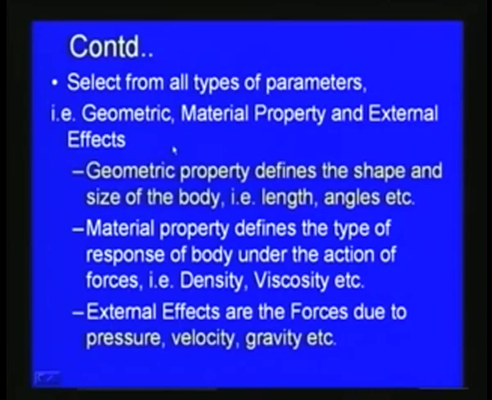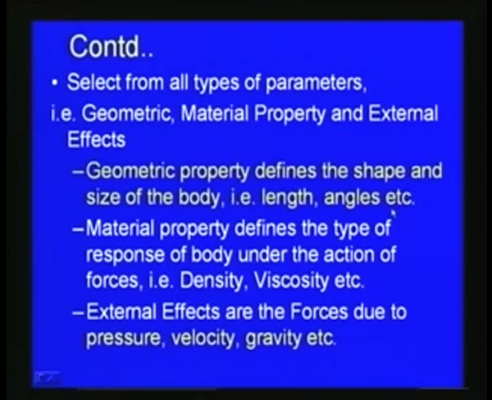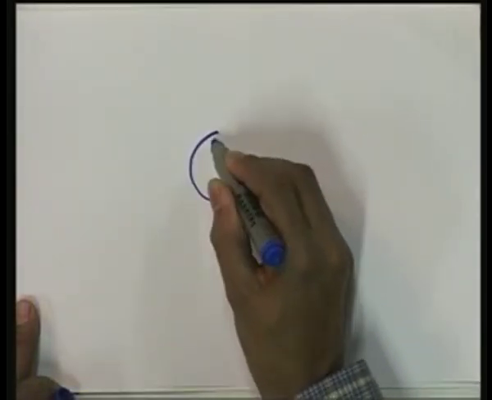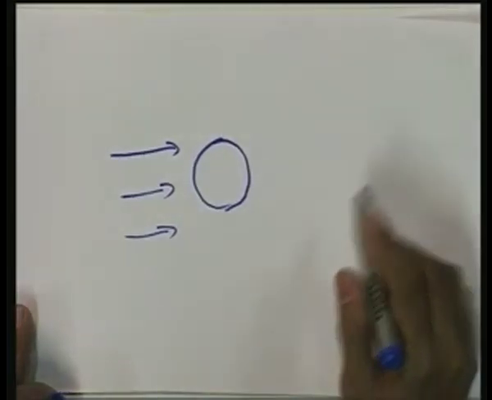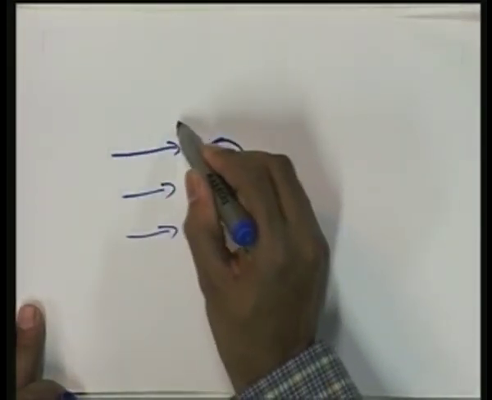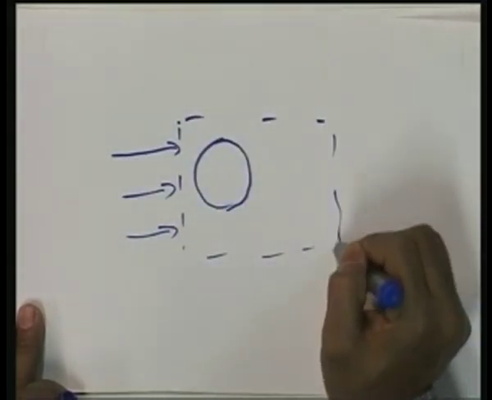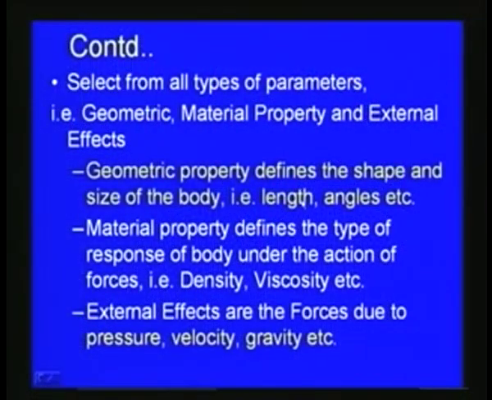Next, we have to select from all types of parameters, whether in the dimensional analysis we will be dealing with geometric or material properties and external effects. With respect to all this, we have to select all the important parameters. Geometric properties define the shape and the size of the body: length, angles, etc. When we do the modeling, we have to see what we are going to construct. For example, if we are considering flow over a cylinder and we are doing a model, we have to see what dimension we are going to model, the size of the cylinder, and all other parameters we have to define.